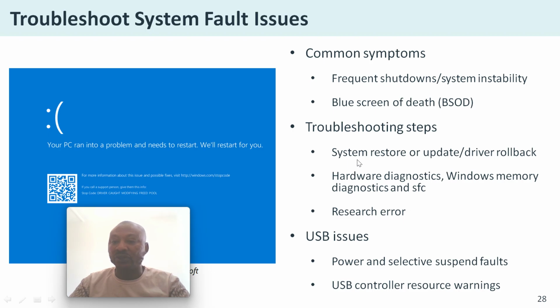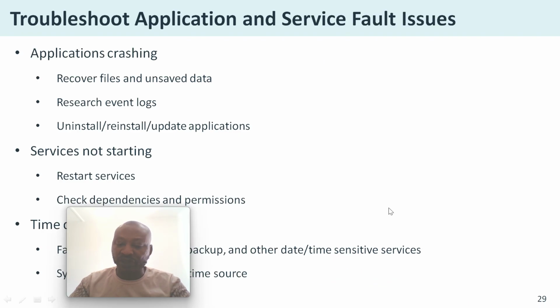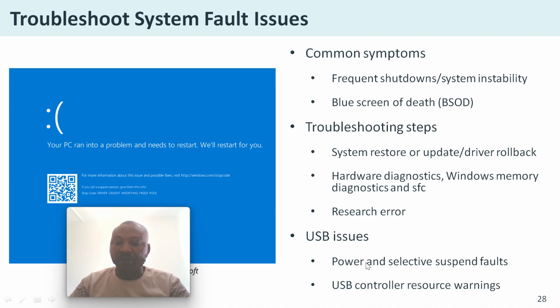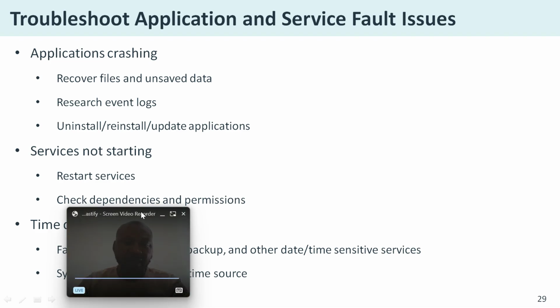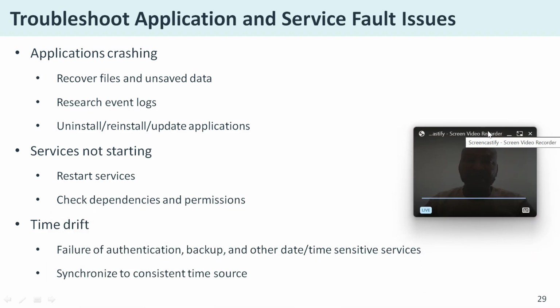I told you about system restore, update, or rollback driver. Now, an update may mean that you installed the wrong driver, so you get this kind of thing, right? So you can go to safe mode and do what is called rollback driver to go back to the previous state. Hardware diagnosis: check your memory, check for hardware that might be causing it, right? Check the file system. USB issues can also be associated, so check that your USB is okay, check the power select suspend mode for USB. Then we can troubleshoot application and service faults.